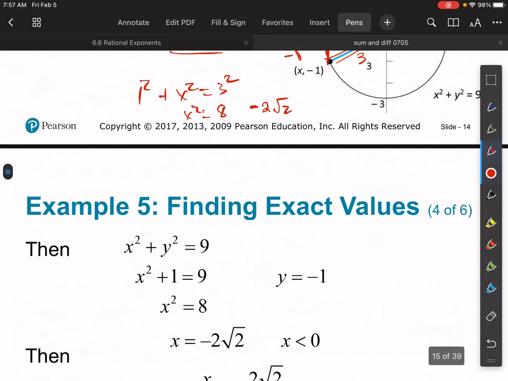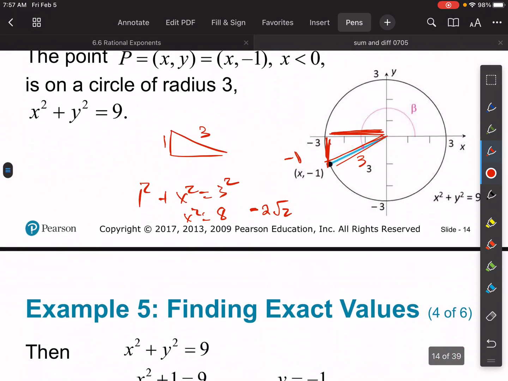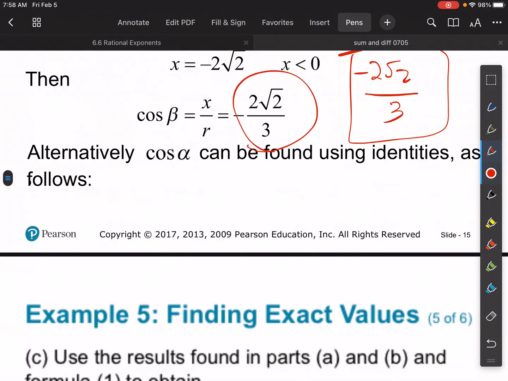So, now that we've established the x, we have to go back to our definition, right? So the cosine of beta is x over r. So we have that x is negative 2 root 2. The r value here is 3, and I am done.